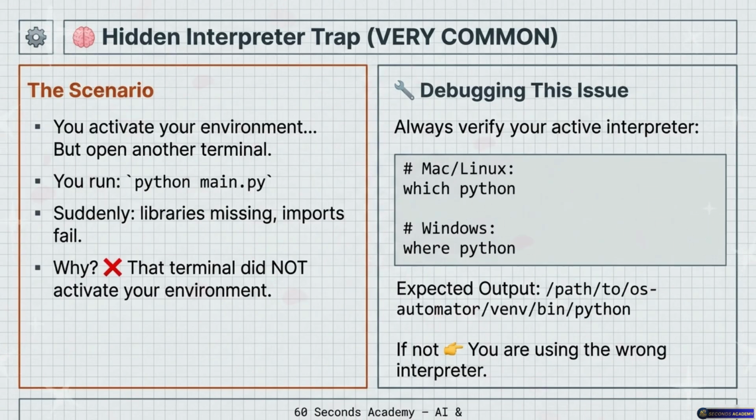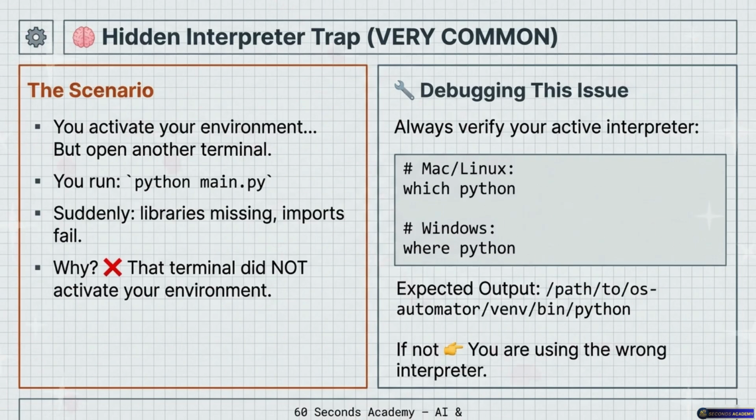You do everything perfectly. You create your virtual environment, you activate it, you install your specific versions of NumPy and Pandas, your code is running beautifully. Everything is great, right? But then you want to keep that terminal window open to monitor a training loop, so you open a second brand new terminal window to run a quick test script. Uh-oh. You type python main.py, and suddenly the screen lights up red with a module not found error. No module named NumPy. And you end up staring at the screen screaming, I just installed it 5 minutes ago.